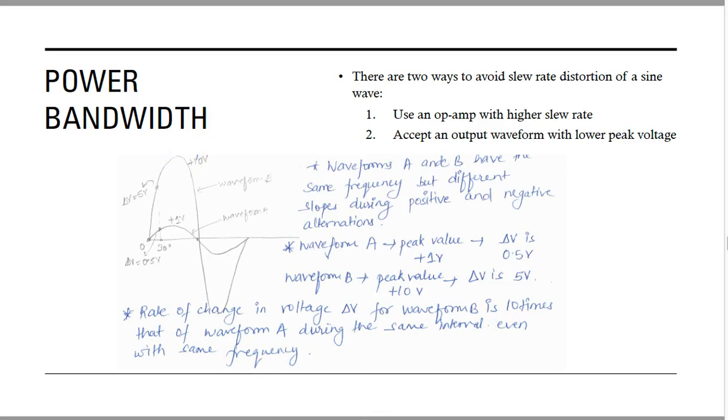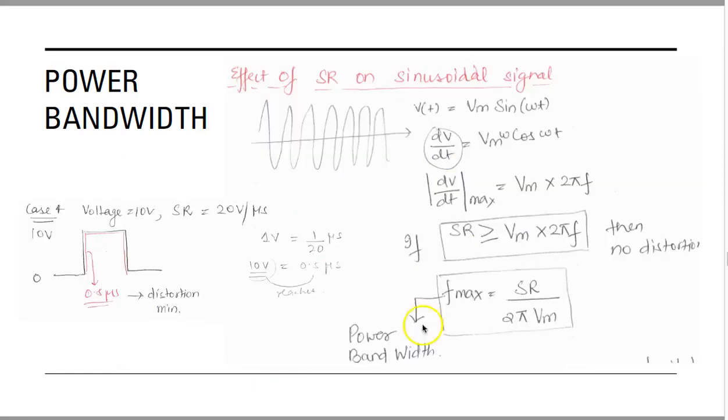So it is desirable to choose the op amp with the higher slew rate. And if the slope of the output waveform is greater than the slew rate, then the op amp's output will be distorted. Okay, so now let's move on to the next.